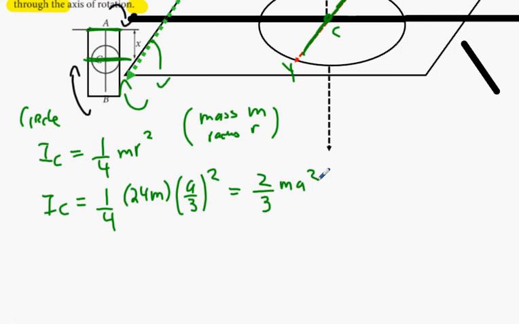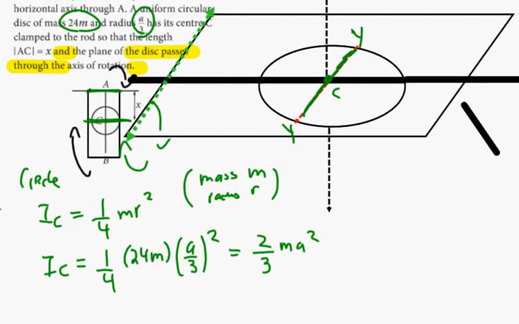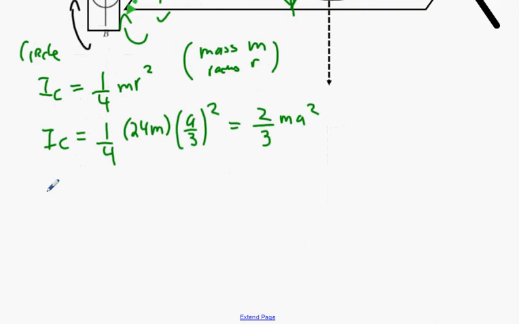Now that's IC. I don't want IC. What do I want? What are we going to call this? IO. We want IO. What type of theorem am I going to use for that, parallel or perpendicular? Look at the two green axes. What do they look like? They look parallel to each other. So we're going to use the parallel axis theorem: IO equals IC plus MD squared.